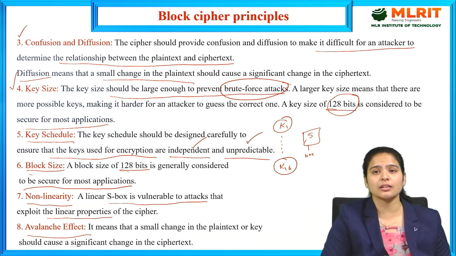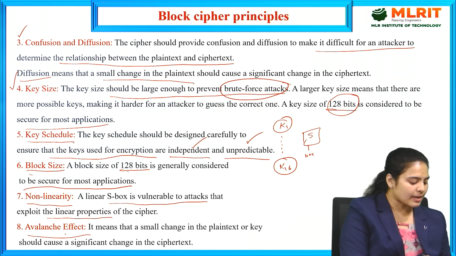The next one is the avalanche effect. The avalanche effect means any change made in the plain text or the key should cause a significant change in the ciphertext. Basically, a small change in the plain text or the key results in a large change in the ciphertext. That is known as the avalanche effect.